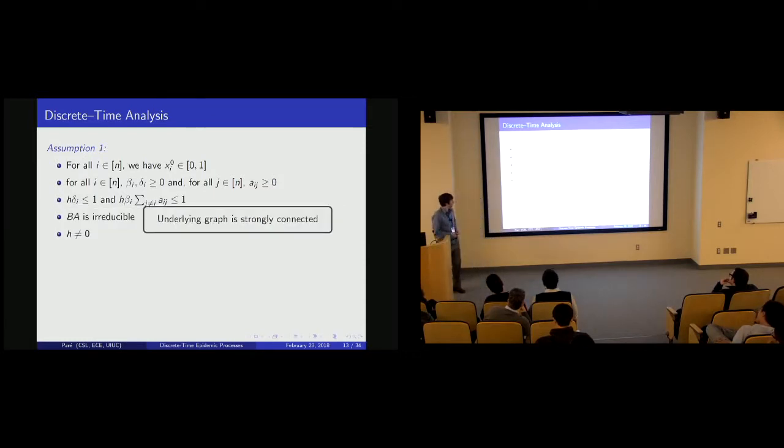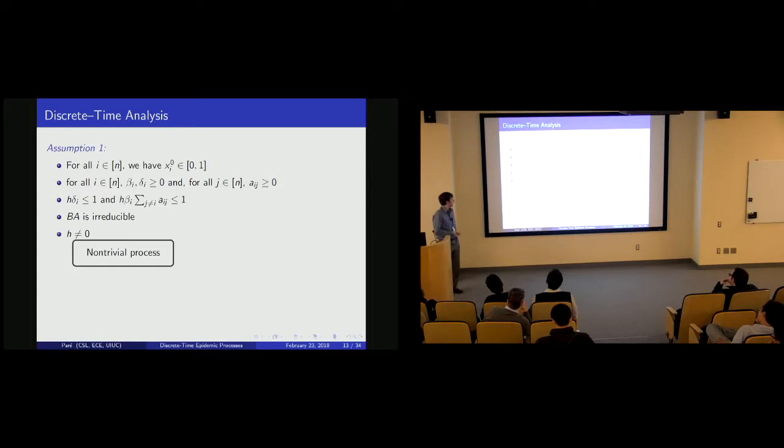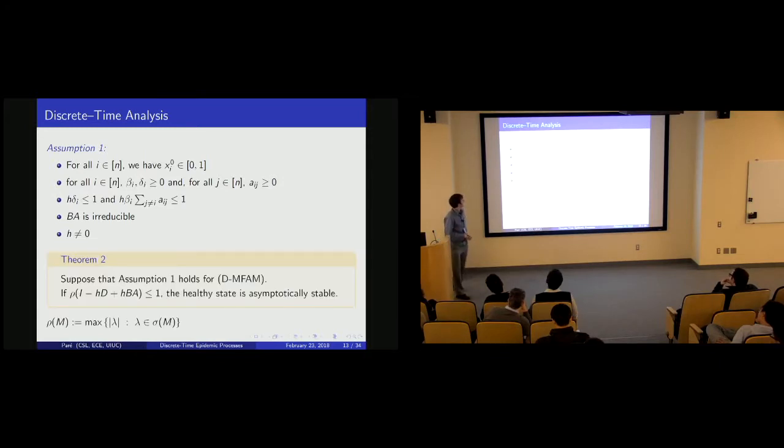And then we're going to assume that BA is irreducible, which is saying that the underlying graph is strongly connected. If it's not, we can just treat it as 2 separate systems and analyze them separately. And then if A is 0, it just doesn't make sense because you'll be stuck. So the first result is saying that if the spectral radius is less than or equal to 1, then the healthy state, where everyone is at 0 and no one's sick, is asymptotically stable.